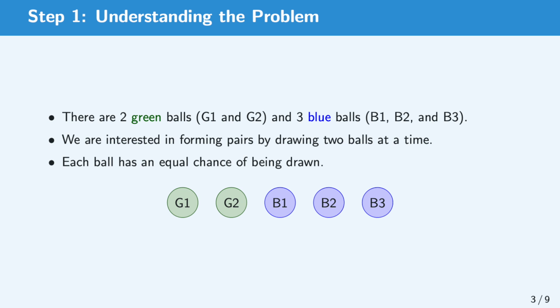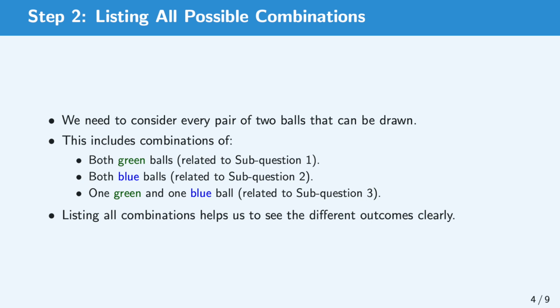First, let's get a clear picture of what's in the bag. We have 2 green balls, which we've labelled as G1 and G2, and 3 blue balls, labelled as B1, B2 and B3. The key point here is that each ball has an equal chance of being drawn. This means every combination of 2 balls is equally likely. It's crucial to keep this equal chance in mind as we proceed. This sets the foundation for listing all possible combinations. Let's turn to the next slide to dive deeper into those combinations.